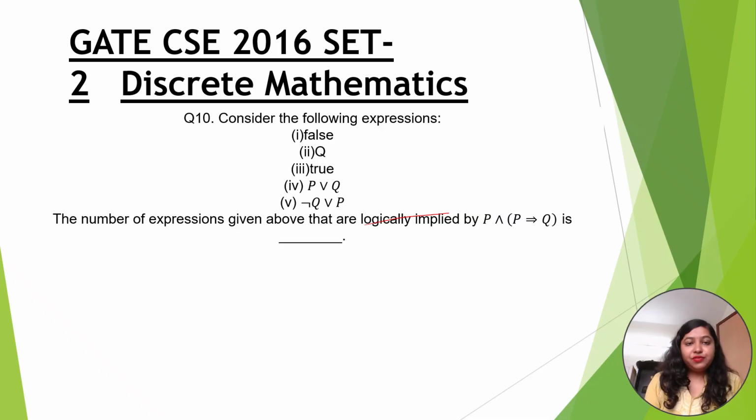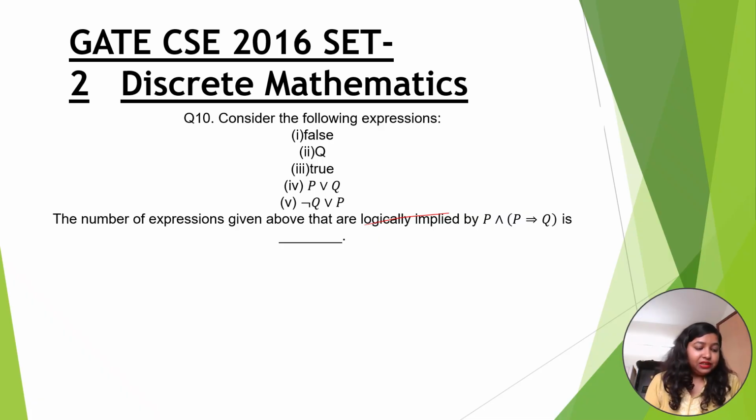So friends, we have to do this question. Consider the following expressions. First, false; second, Q; third, true; fourth, P or Q; fifth, not Q or P. We have to tell how many of these expressions are logically implied by P and (P gives Q). Okay, so we will start.